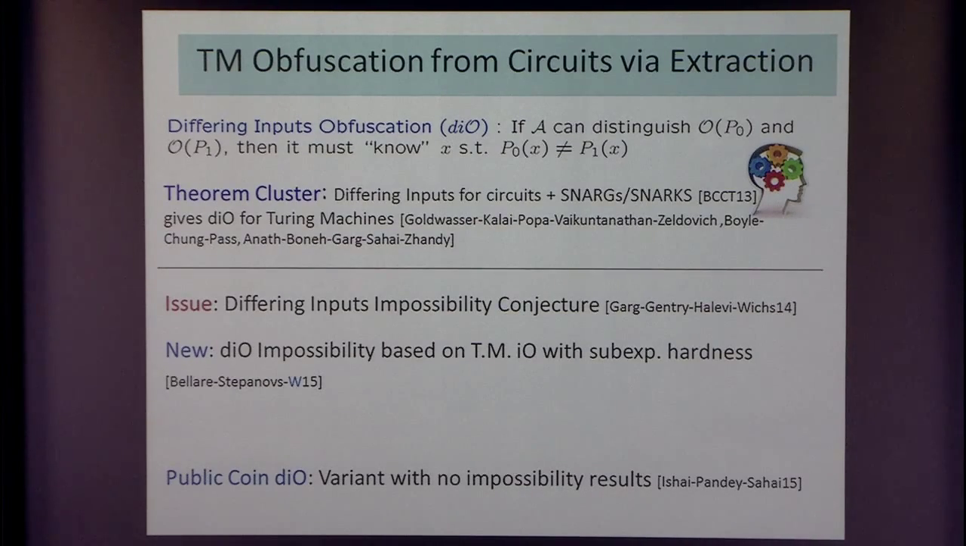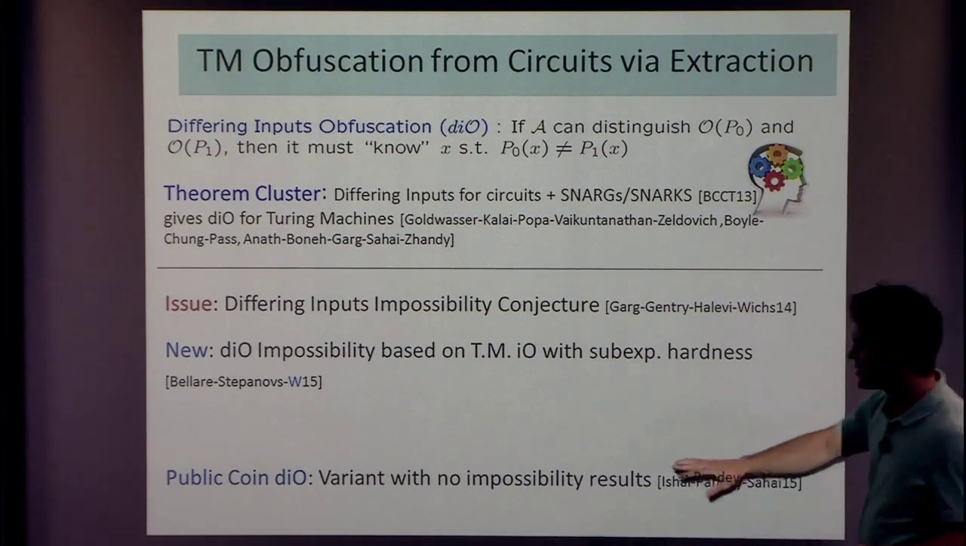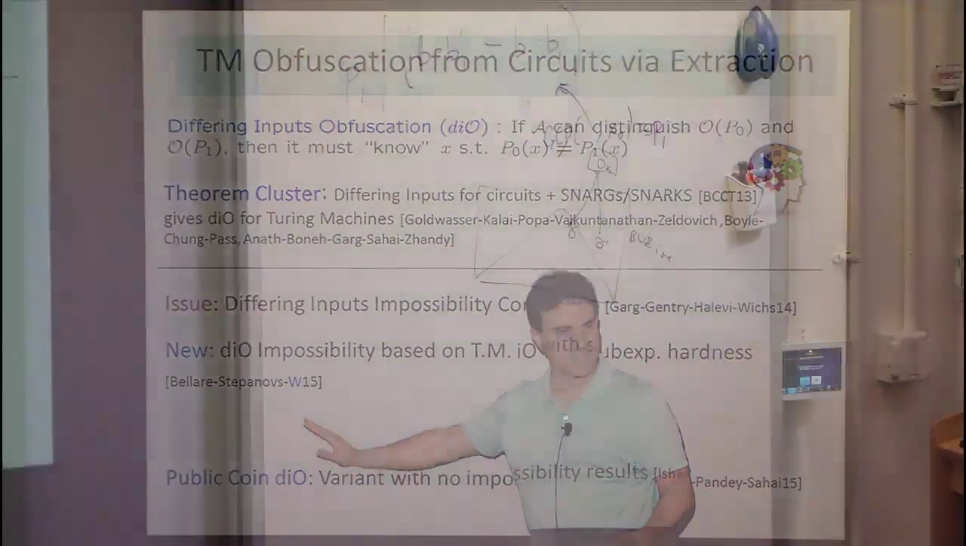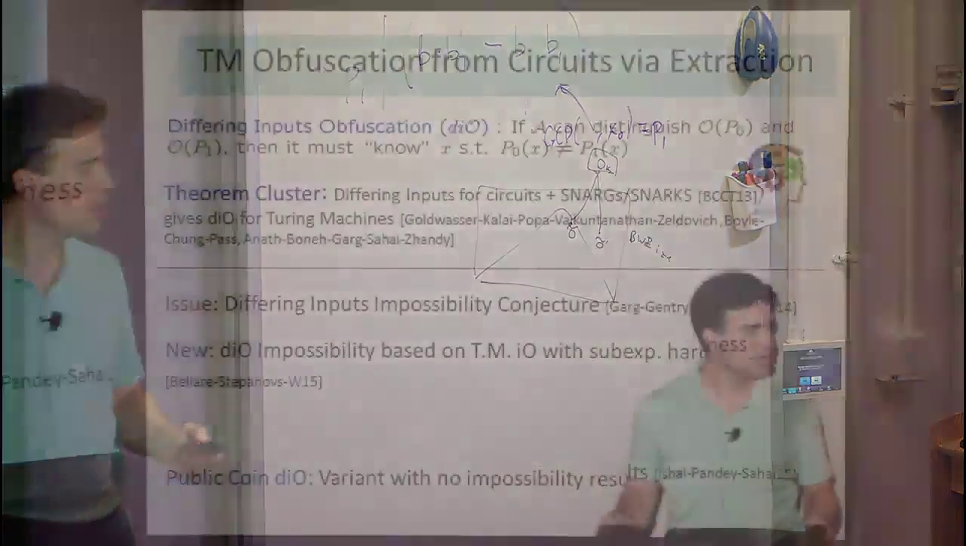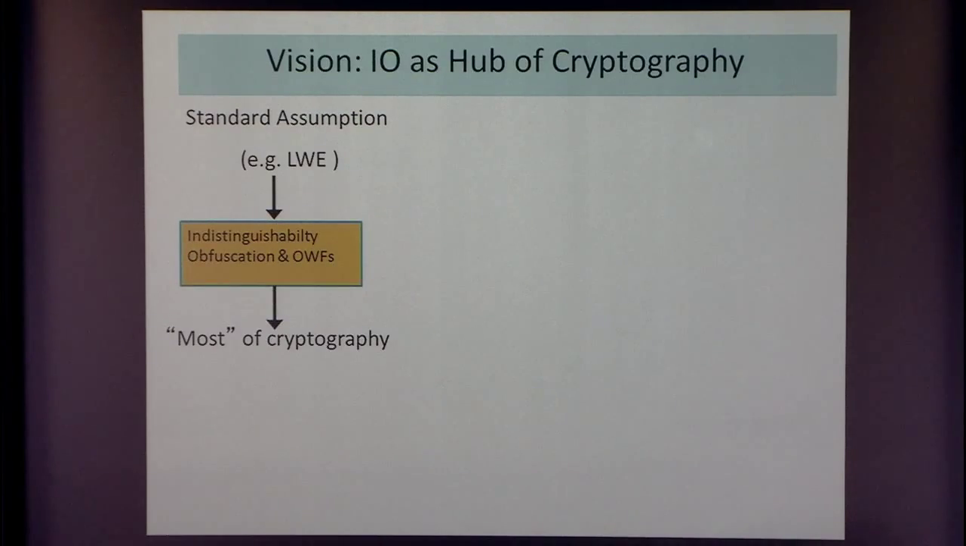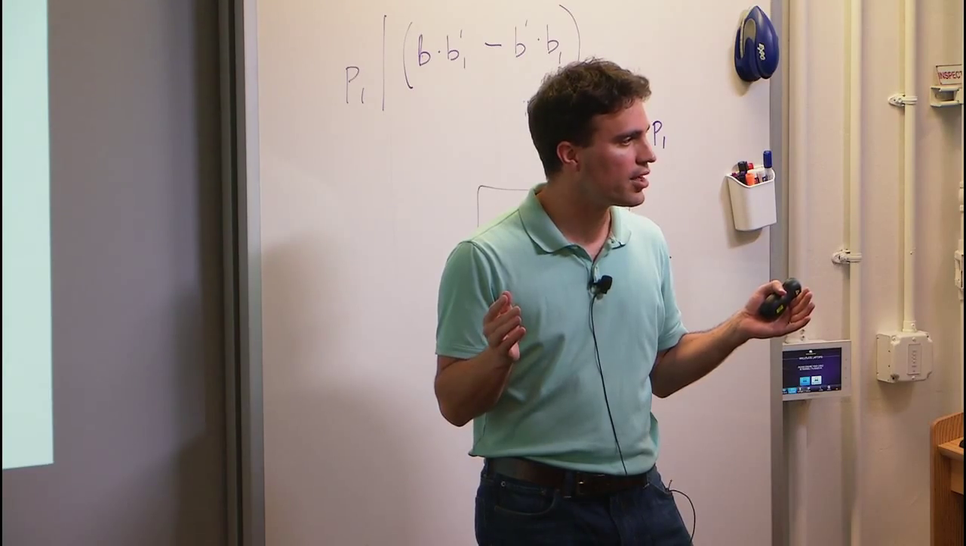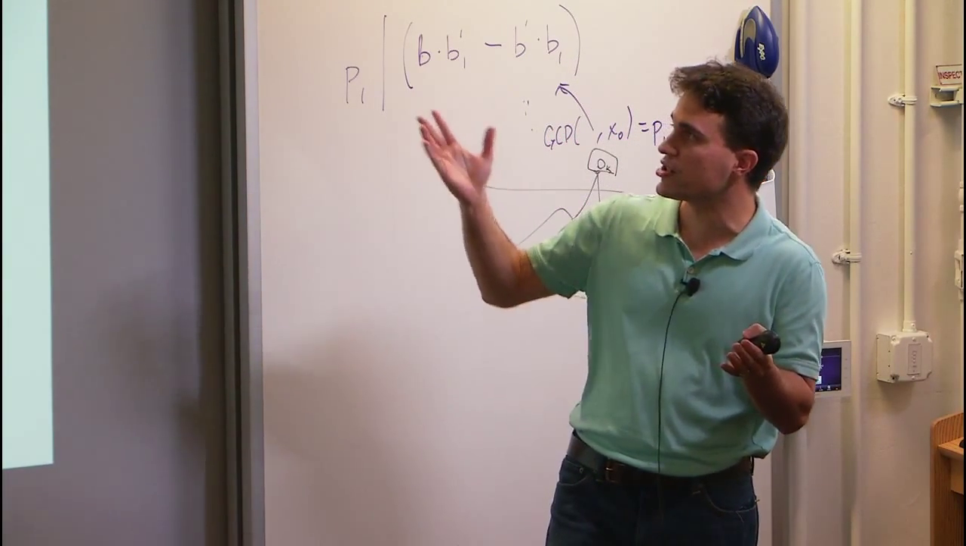Okay. Anyway. And there's also other things like public coin differing inputs obfuscation for which there are no known impossibility results. But as was discussed earlier in some work of ours, where we're trying to prove things for indistinguishability obfuscation, it's not clear if there's even a path to proving things with differing inputs obfuscation. So for that reason, I personally think that indistinguishability obfuscation is in some sense the right definition to be working with, at least for some definition of right.